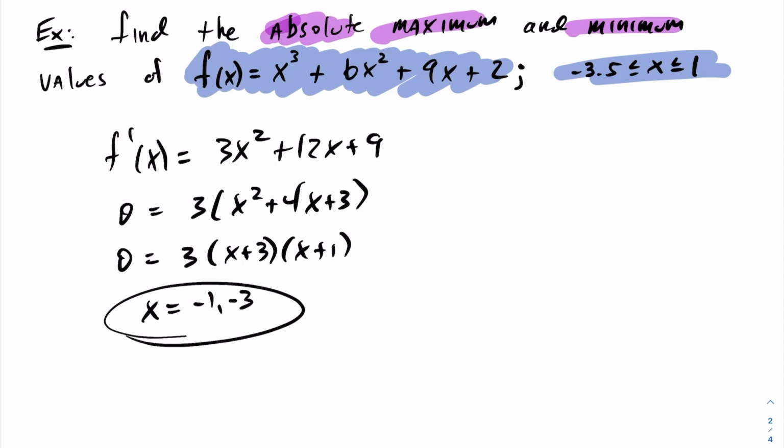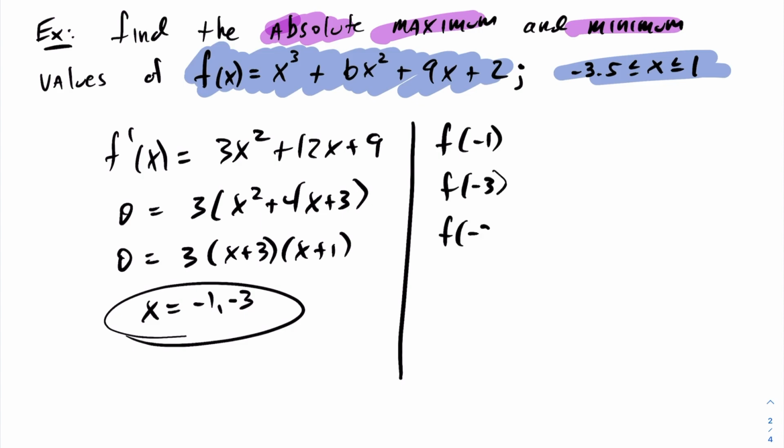These are the 2 x coordinates where my f prime is 0. So now that we have the x coordinates of the critical points, we also have to examine the endpoints. Therefore I'm going to examine f at -1, f at -3, f at -3.5, and f at 1. I'm taking the endpoint f at -3.5 to see whether that is an absolute max or min. Likewise, I'm taking f at 1 to see whether that is an absolute max or min.